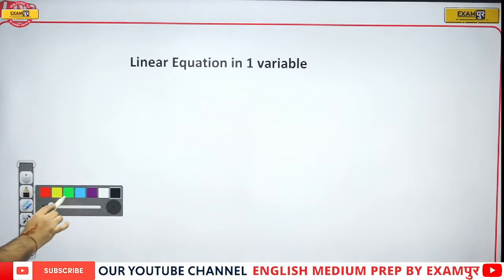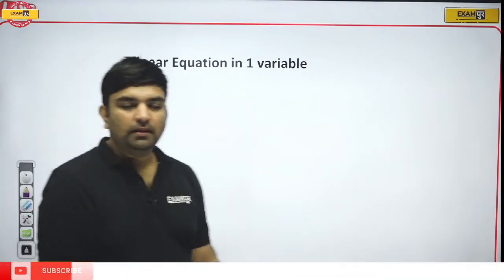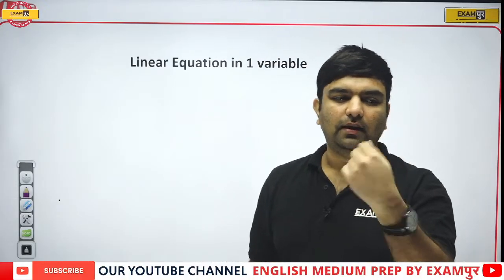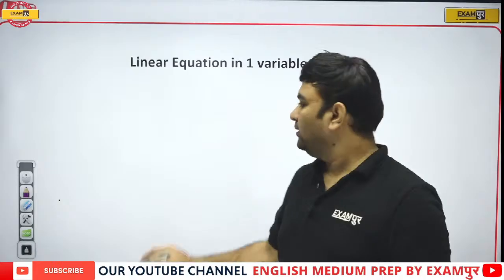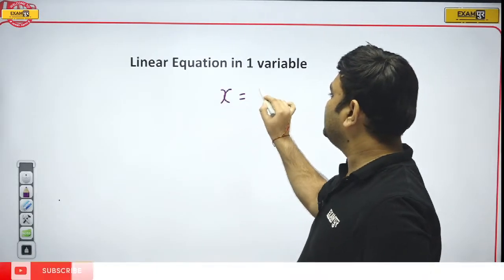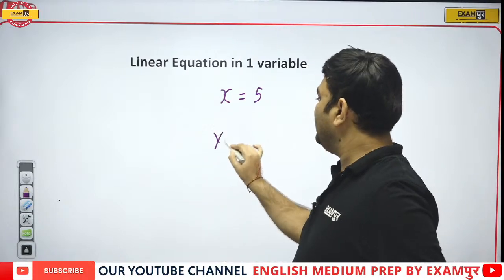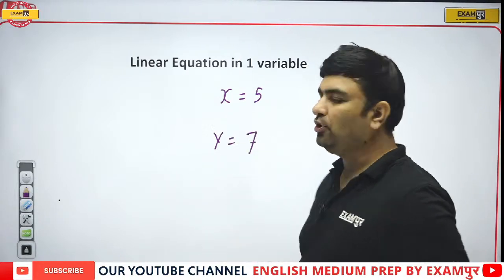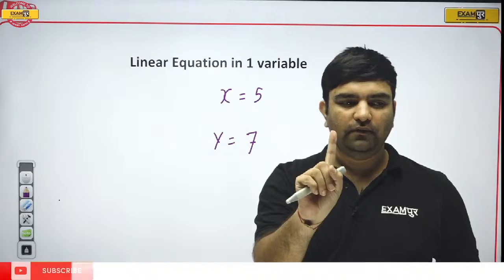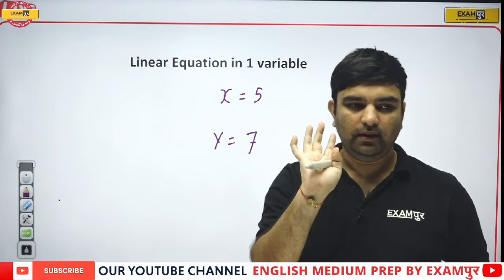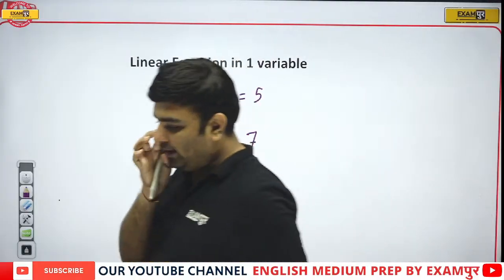Linear equation in one variable means only one variable, either x or y. So you can say, sir, x is equal to 5 is a linear equation, y is equal to 7 is a linear equation. Only one variable, either x or y.